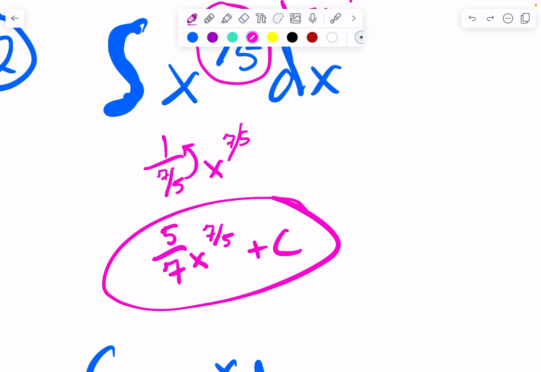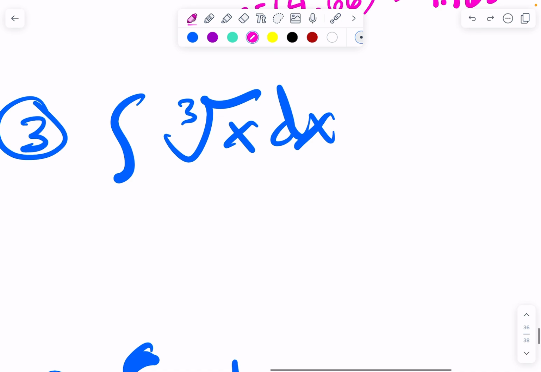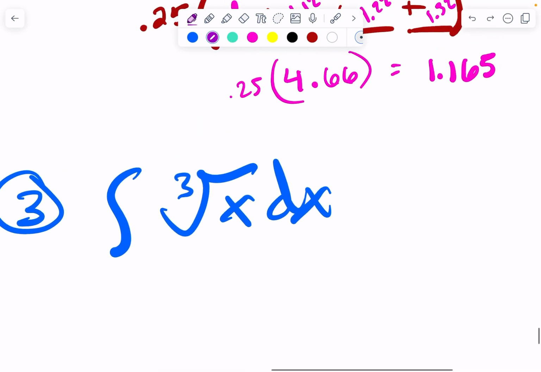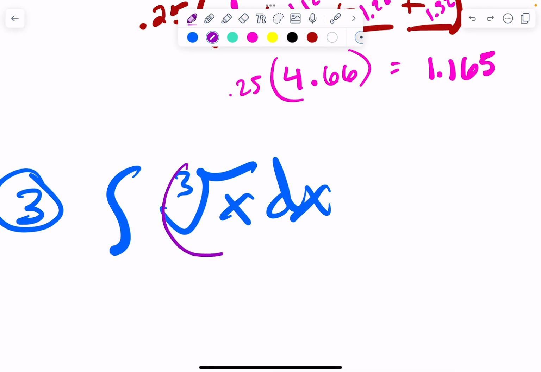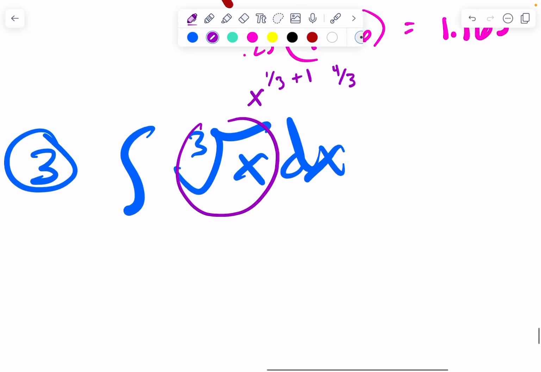Silly girl. Okay, so that was number 2. Number 3, they don't have it ready to go for you in the form that we needed to be in. So this is x to the 1/3 power. That's what we want to do. And then we don't have to use substitution here. We can just do the whole 1 over n plus 1 x to the n plus 1. If we add 1 to that, that's going to be 4/3. Okay, so in front, I'm going to skip some steps now, is 3/4 x to the 4/3 power. And then don't forget your plus c.